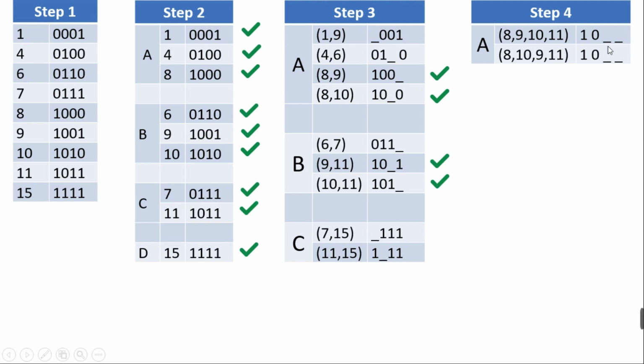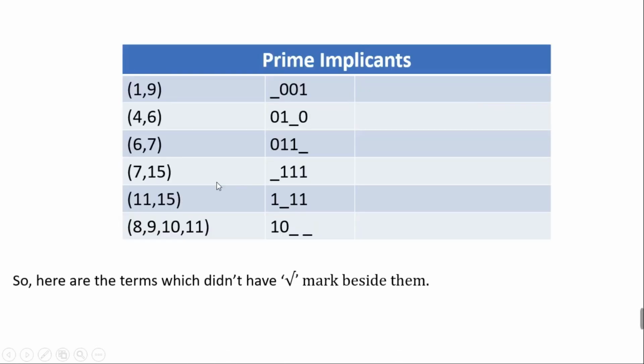Well, basically they are the same thing. They have the same representation, so that's why we just ignored the redundant terms and taken them only once. So these are the terms which didn't have any tick marks beside them, and these are called prime implicants. These are the pairs and these are the binary representations for them.